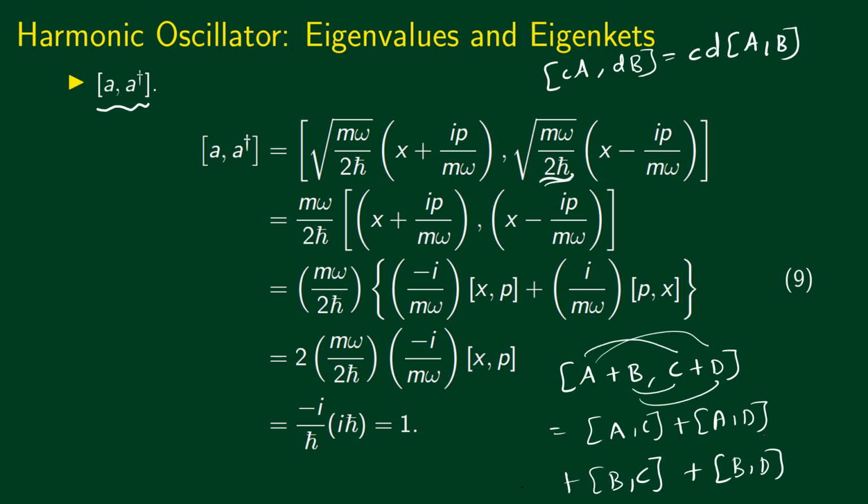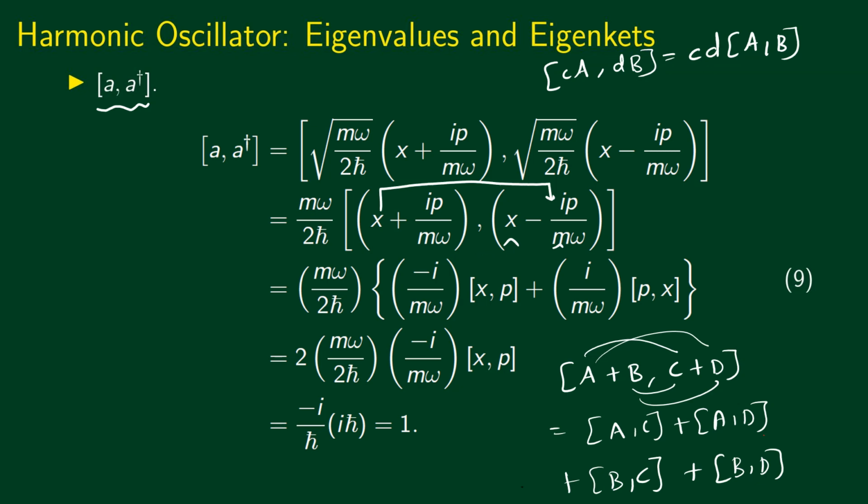All right. So here also we'll have 4 terms when we expand this commutator, but we immediately see that 2 of them are going to be 0, because the commutator of x and x is going to be 0. Similarly, the commutator of p with p is also going to be 0. The only non-zero commutators are the commutator of x with minus i by m omega multiplied by p, and the commutator of ip divided by m omega with x.